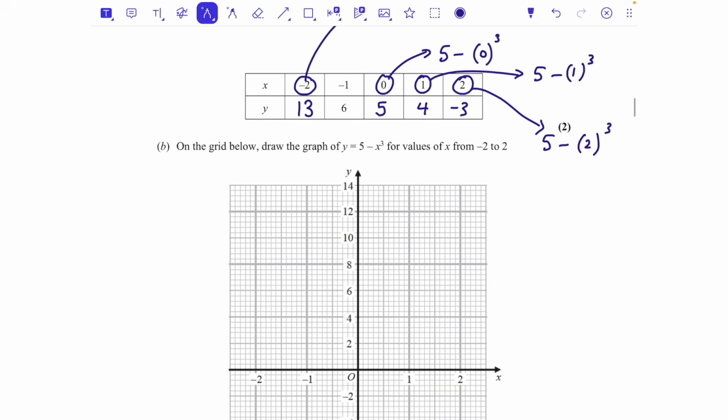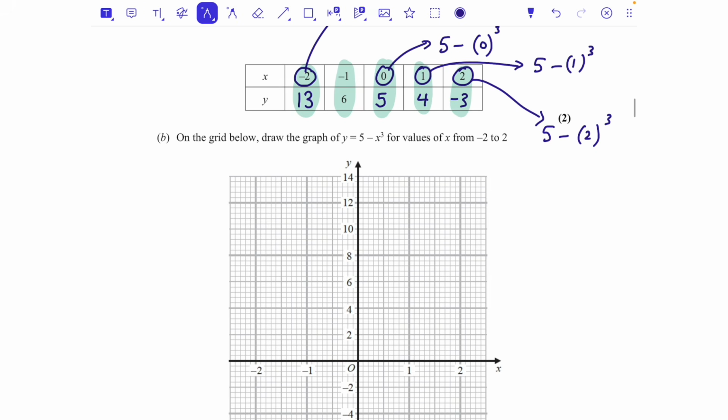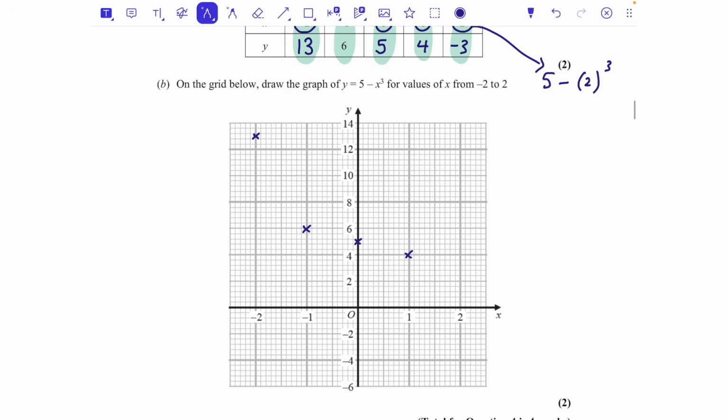So now I've just got coordinates that we need to plot. There's one coordinate, there's another coordinate, and so on. So I'm going to do minus 2, 13, which is here, minus 1, 6, which is here, 0, 5, which is here, 1, 4, which is here, and 2, minus 3, which is down here. And then we're going to join that up with a nice smooth curve. There we go. There's my cubic.